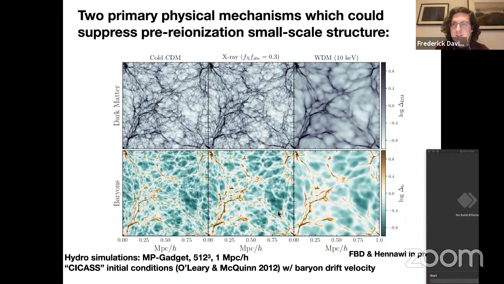We run these simulations quite carefully. So it turns out when you're modeling scales like this at early times, you have to take into account the drift velocity of baryons versus dark matter, both by inputting a velocity and also by changing the initial matter power spectrum. It's kind of a mess. But fortunately, there was a code available that let us do that easily.